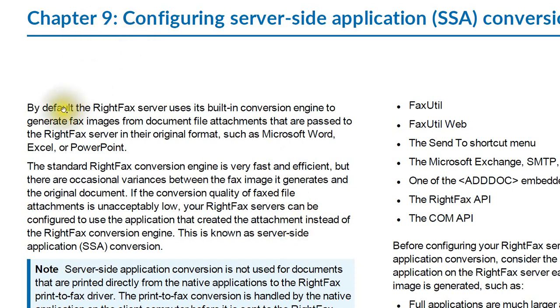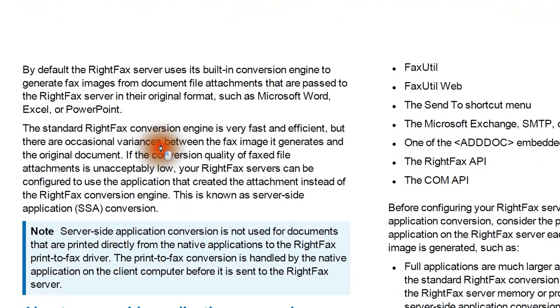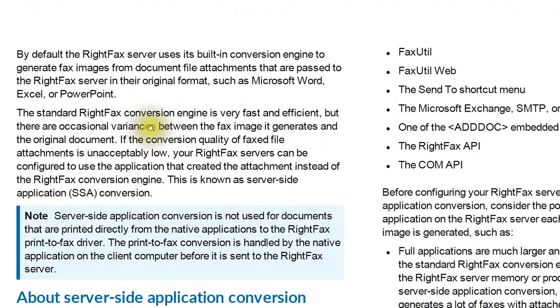This is the ninth chapter. So guys, by default RightFax server uses its built-in conversion engine to generate RightFax images from document file attachments that are passed to RightFax server in their original format, such as Microsoft Word, Excel, or PowerPoint. Very simple. I hope there should not be any confusion. So by default RightFax uses its built-in conversion engine to generate images, because whatever is coming will be stored in the form of images also. I have already discussed that in my previous video.